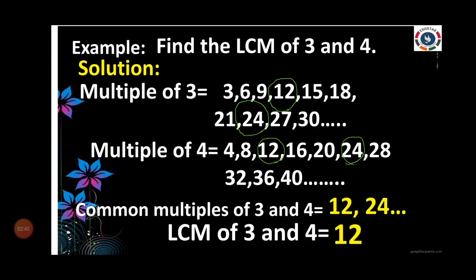Have you understood that? It is very simple. You just have to write the multiplication tables. Compare the two values, take the common value that you circled, and finally from that, the least value is the LCM. Now, we are going to study the next topic.